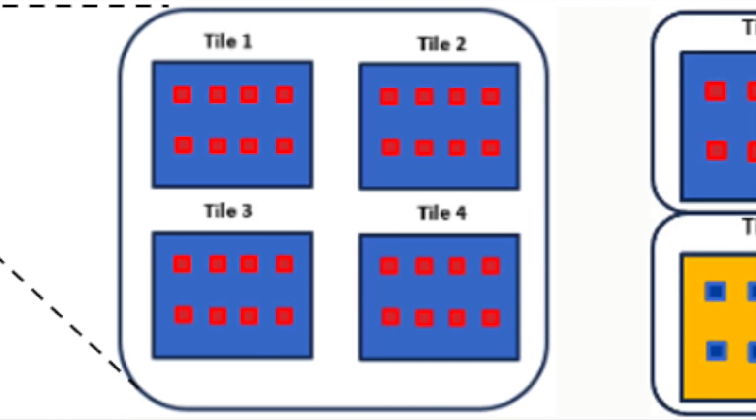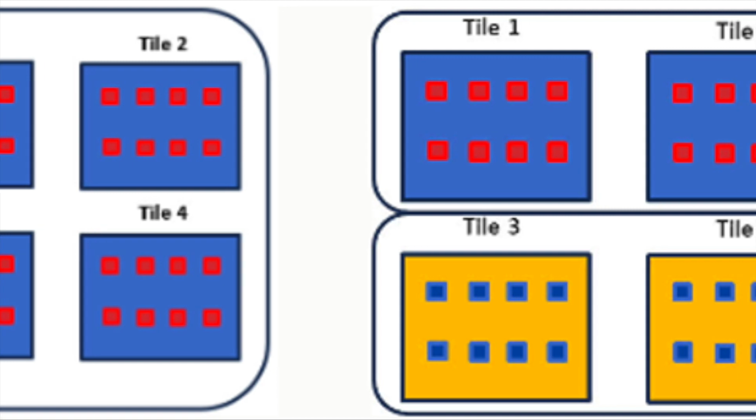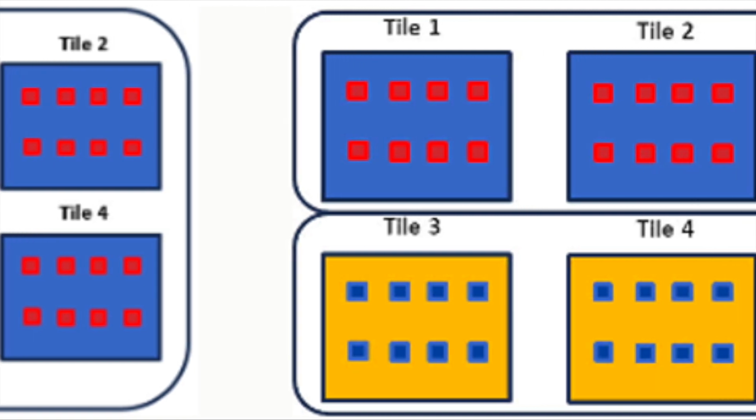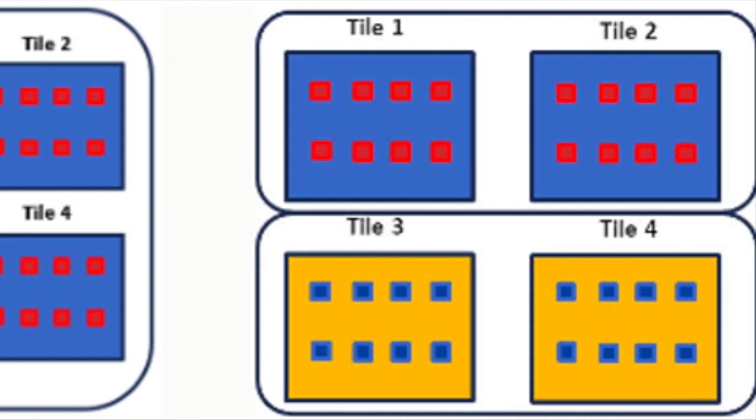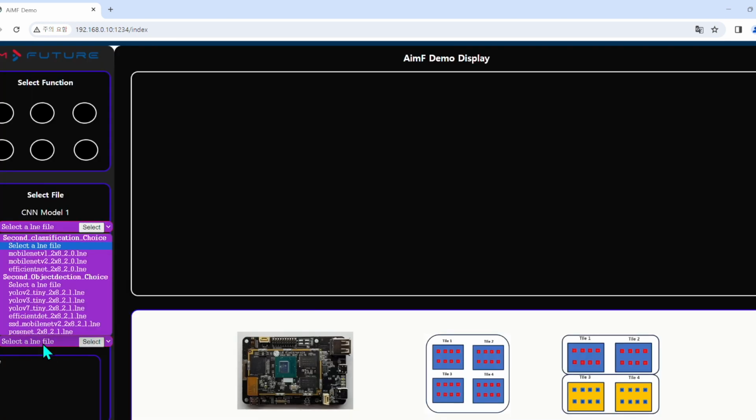The differentiating capability of this architecture is the ability to allocate each tile or each core to different workloads based upon the objectives of the application. As seen here, the engineer is selecting the models to be run on the corresponding tiles in the system.